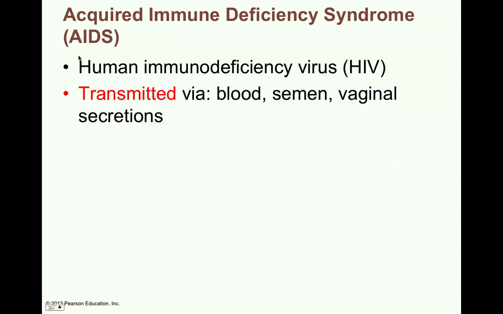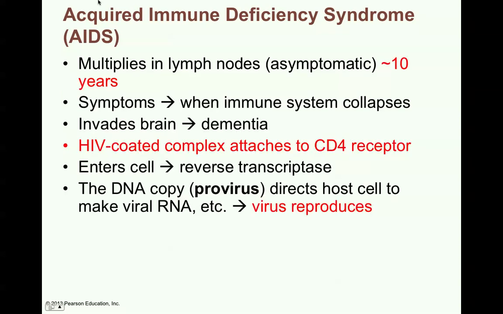AIDS is transmitted by the human immunodeficiency virus, or HIV. This is transmitted via blood, semen, or vaginal secretions. This virus multiplies in the lymph nodes. It's often asymptomatic for about 10 years. When symptoms occur, that's when the immune system has collapsed.